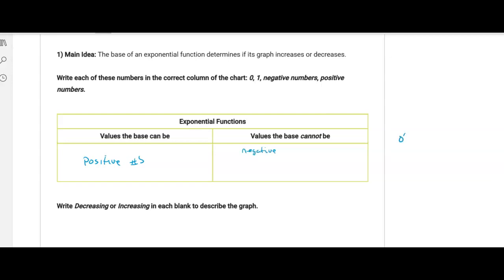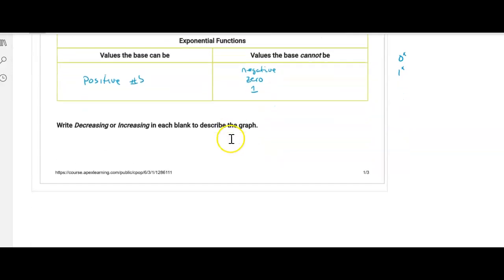But if you think about it, if I raise 0 to any power, what's it always going to be? 0. So we're going to say the values of the base cannot be 0. And if the base is 1, 1 to the first power, 1 to the second power, 1 to the third power will always be the same. Therefore, the base cannot be 1. So it basically has to be a positive number between 0 and 1 or greater than 1. Okay.